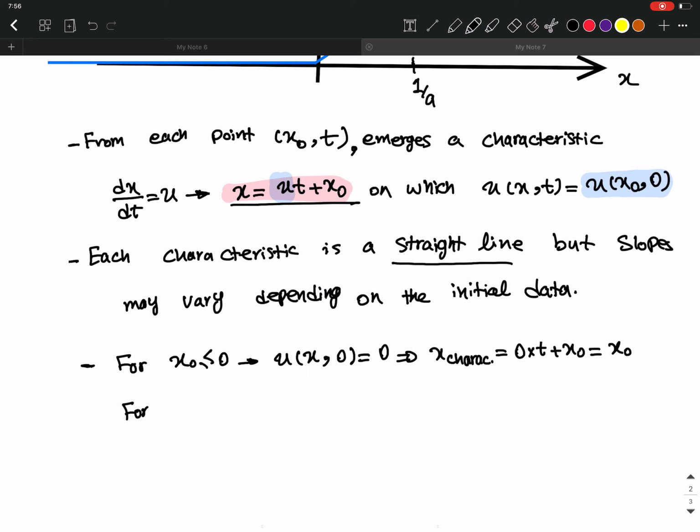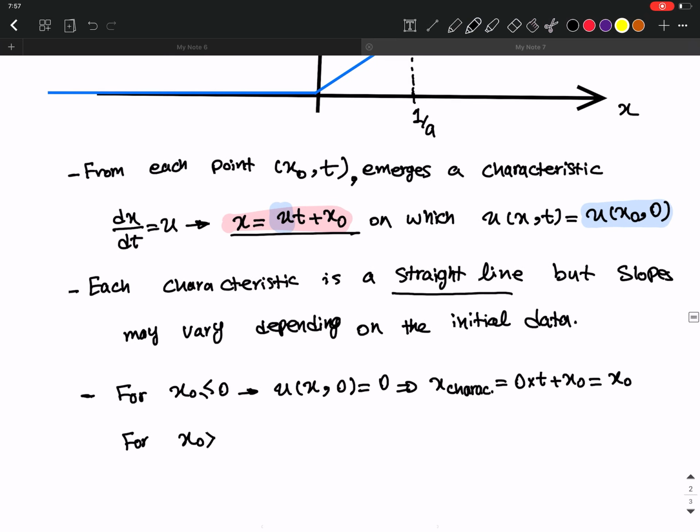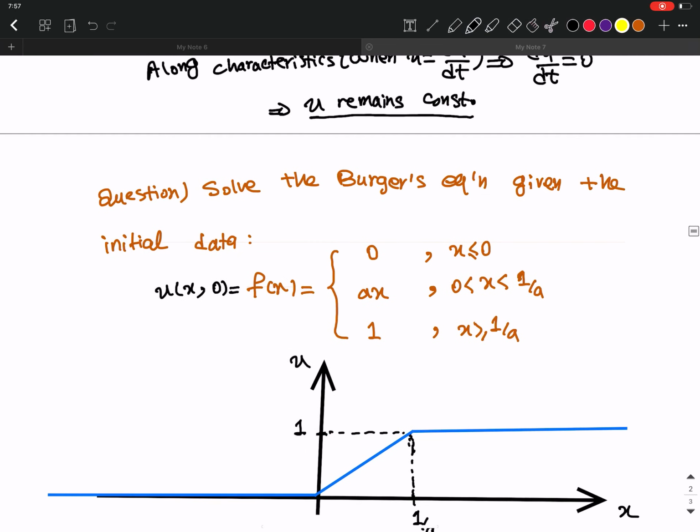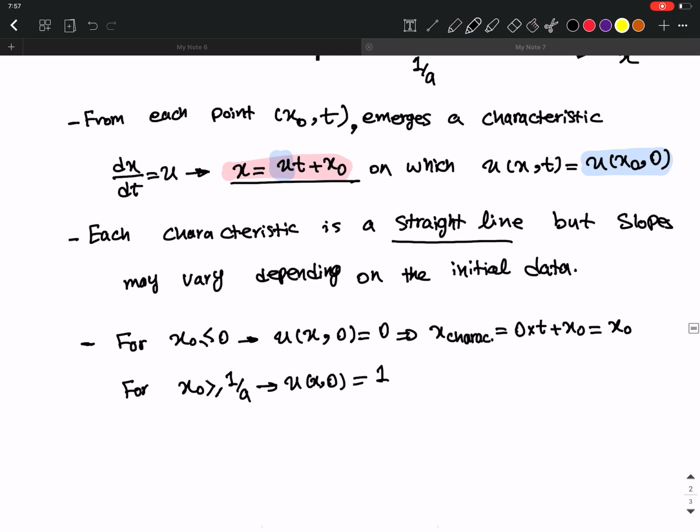For the other limit, for x0 greater than or equal to 1 over a, u at x0 is going to be 1, right? So the characteristic curve for when x0 is greater than 1 over a is going to be 1 times t plus x0, which is just t plus x0.